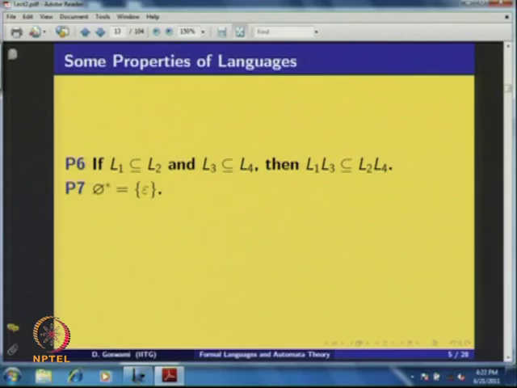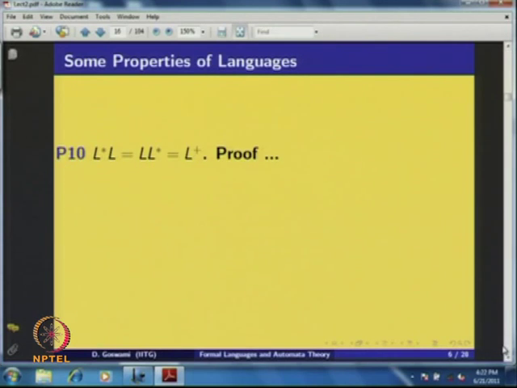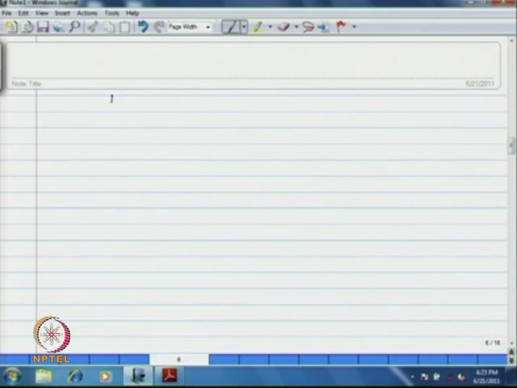Say property 7: phi star is singleton epsilon. The Kleene closure of singleton epsilon is equal to singleton epsilon, and if epsilon belongs to L, then L star equals L plus, the positive closure. That means Kleene closure equals positive closure if epsilon belongs to L. So, the next property is L star L equals L L star equals L plus. We are going to give a proof of L L star equals L star L equals L plus.